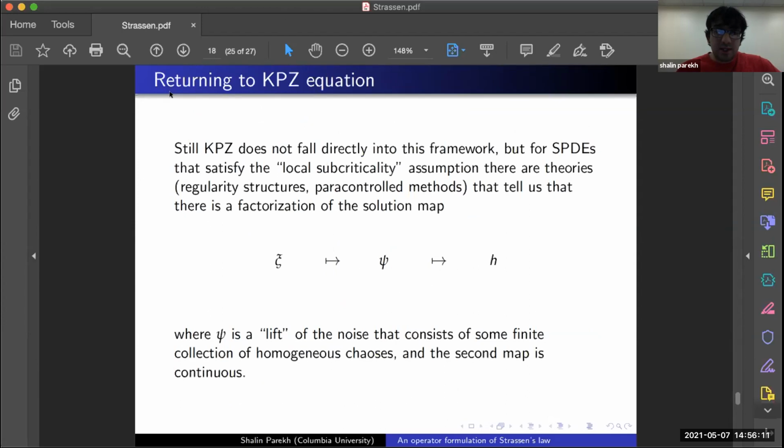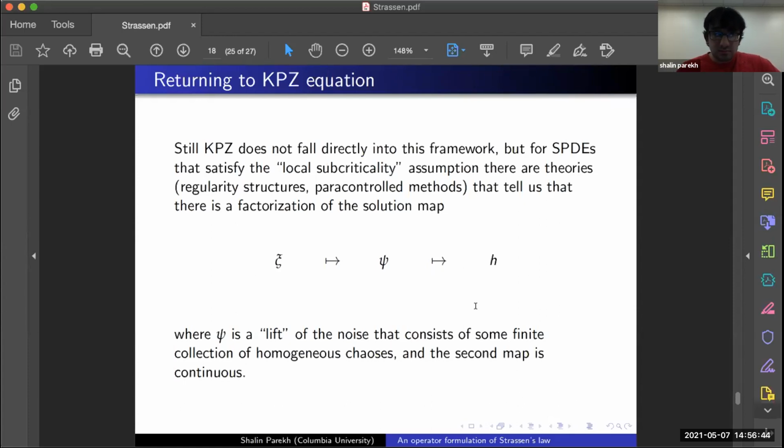But the point is that the KPZ equation still does not fall directly into that framework, but for equations that satisfy the local subcriticality assumption, there are theories that tell you that there's a factorization of the solution map that lifts the noise to some higher chaoses. And then there's a continuous map from that lift to the solution. So you can actually get the KPZ equation to fall within this framework after pushing forward by continuous maps.